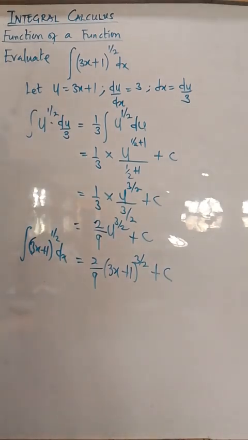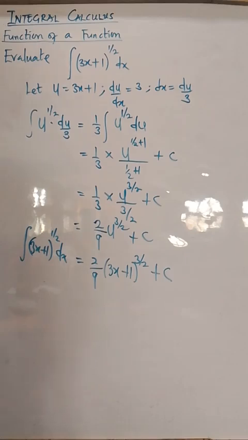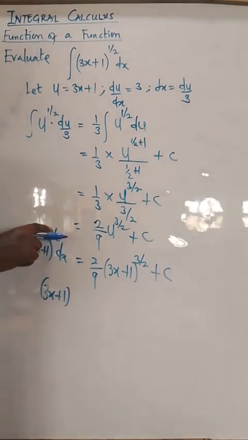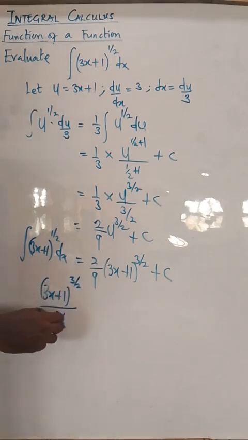Now, the shortcuts. What is the shortcut? Just come here straight. From here, we don't need all this process. We just add 1 to the power, then divide by the new power. So if you add 1 to half, that gives us 3 over 2. So the answer is (3x plus 1). If you add 1 to 1 over 2, it becomes 3 over 2. Then we divide by the new power, which is 3 over 2.